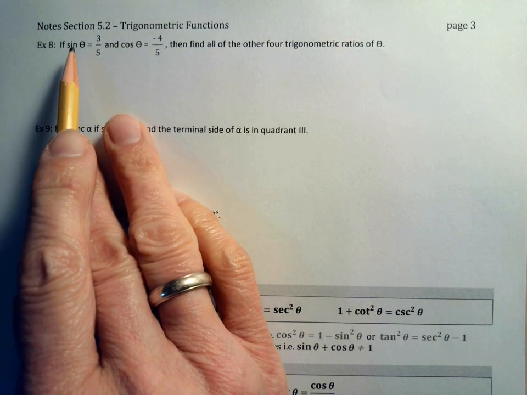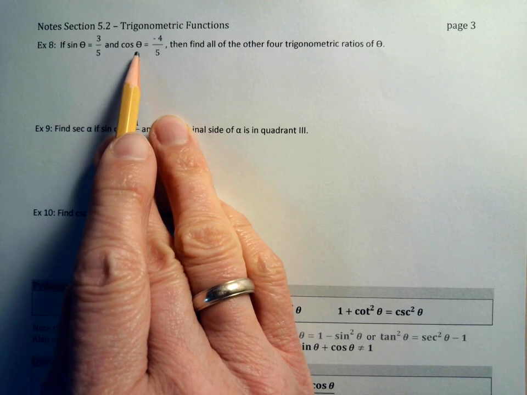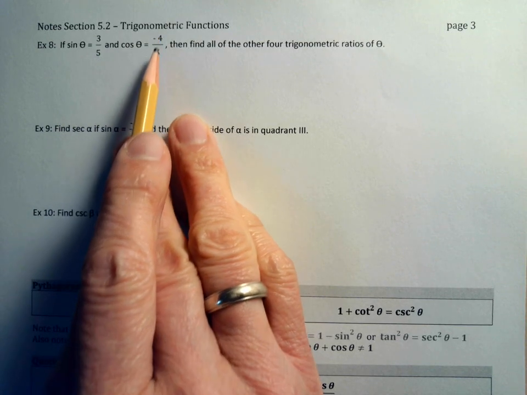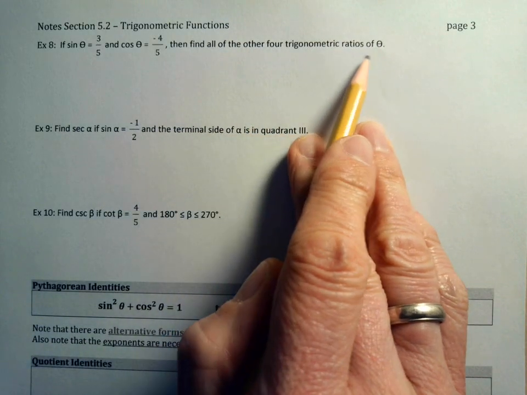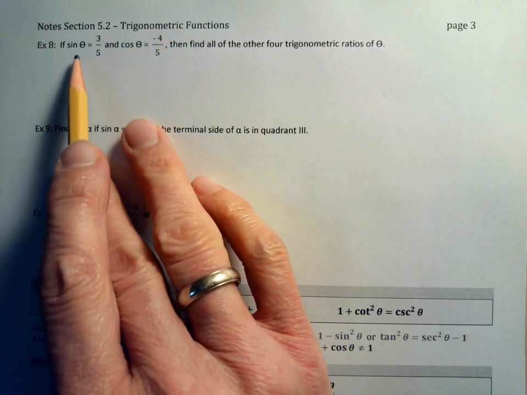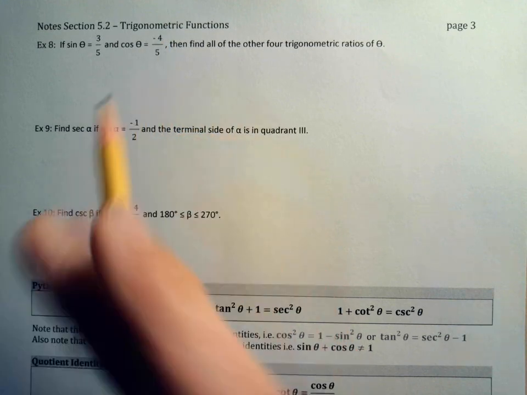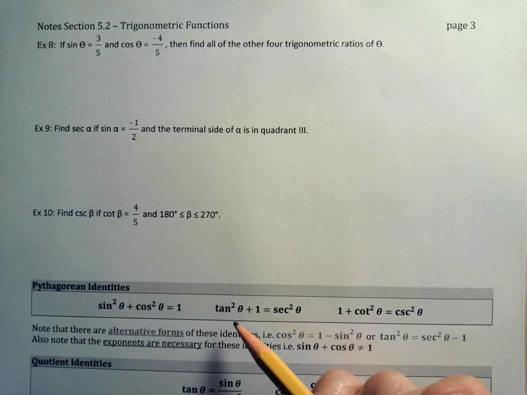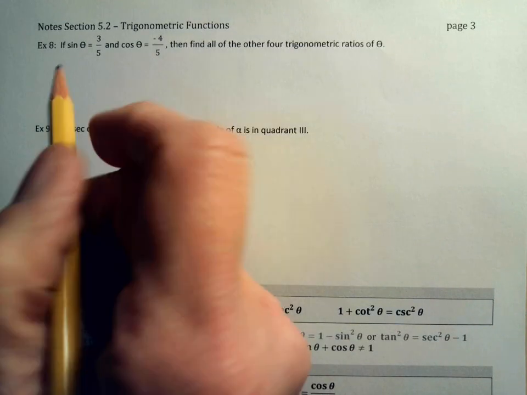They're telling us that the sine of an angle is 3/5, and the cosine of that same angle theta is negative 4/5. Then we want to find the other four trig ratios. So think about this: sine is positive, cosine is negative. We should be able to say what quadrant we're in. We did some examples back in example 6. Go look at example 6 to help us figure that out.